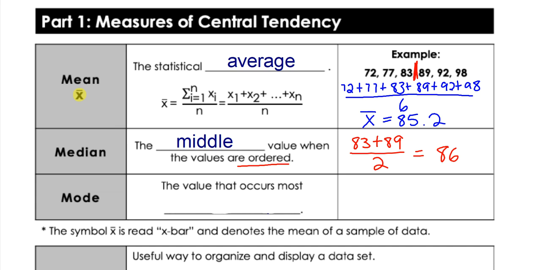And then lastly, we have the mode, which is the data value that occurs most frequently. When we look at our data set here, we're looking for ones that repeat or occur more often than the others. In this case, they all appear once. So we would say there is no mode in this case. Sometimes we have one number that appears more than the rest. Sometimes we can have more than one mode as well.